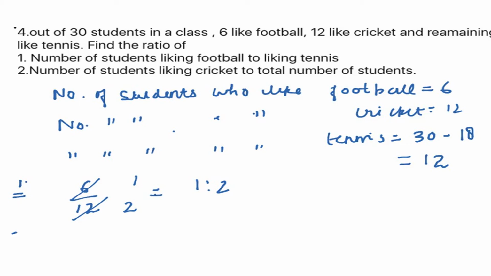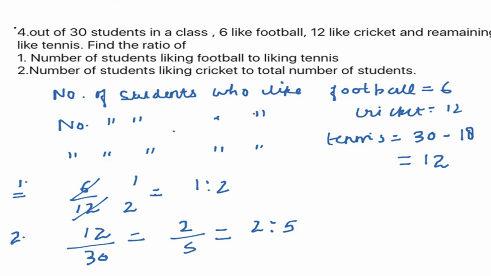Now move to the second part. The second part is the number of students who like cricket. Cricket is 12. And to the total number of students. In a class, how many students do we have? 30. Now, the HCF of 12 and 30 is 6. So 12 divided by 6 is 2, and 30 divided by 6 is 5. So it means the required ratio is 2:5. So these are the two required ratios that they ask in the question.